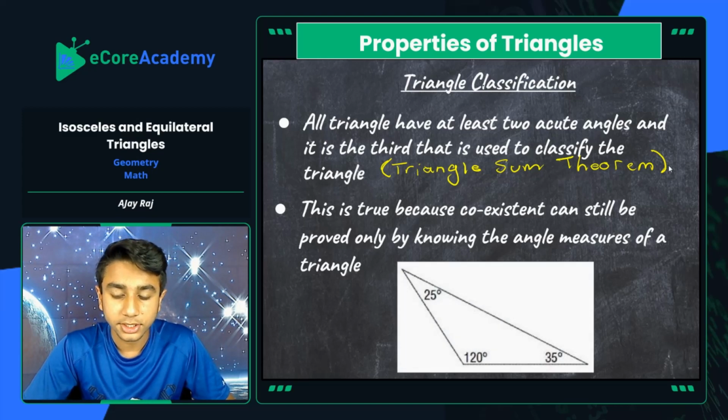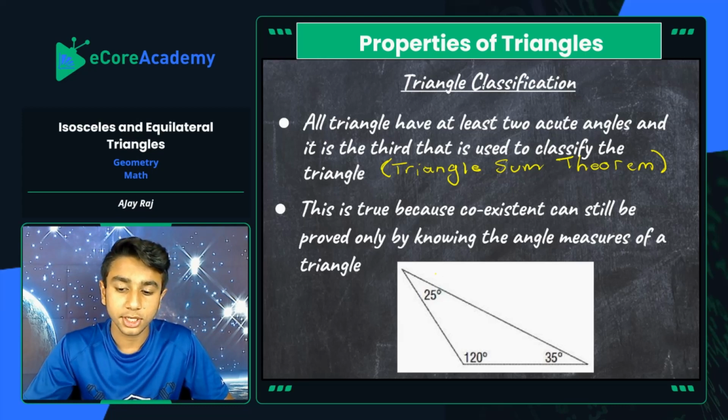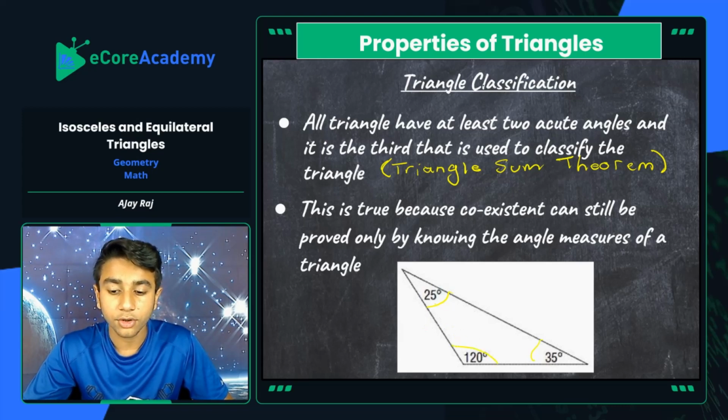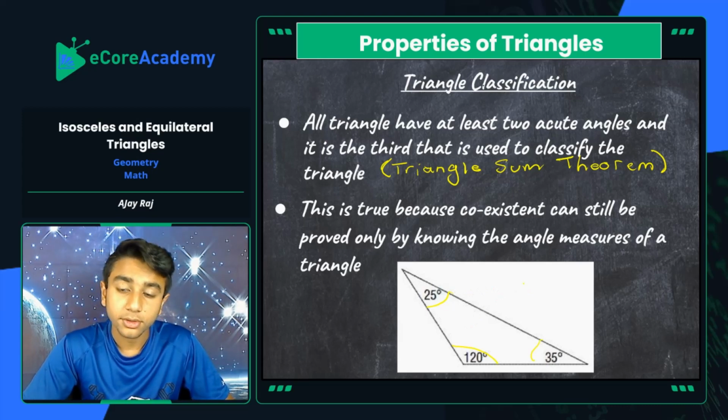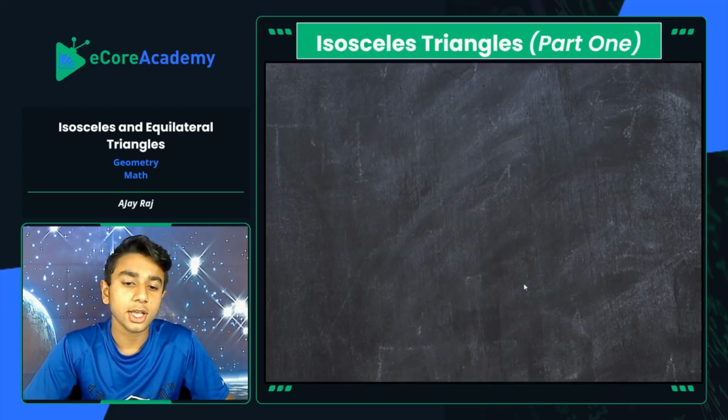So like I said, you just need to know the three different angles in the triangle in order to do so. As you can see here, we have two acute angles as shown, 25 degrees and 30 degrees. And of course, our obtuse angle here, 120 degrees, defines this triangle as an obtuse triangle. And this can also be classified by a side classification. This would be a scalene obtuse triangle, but I'll show you exactly how we're going to do that very soon after this slide. So let's look at isosceles triangles first.